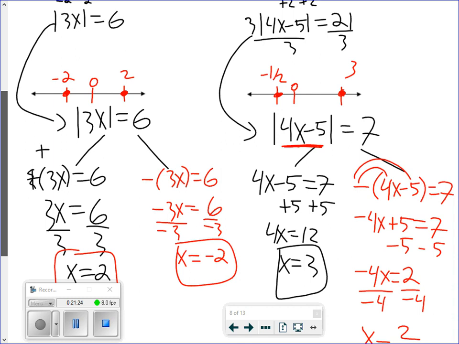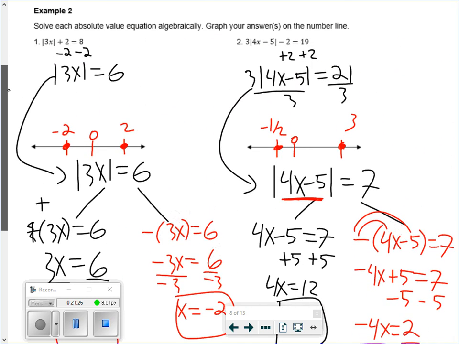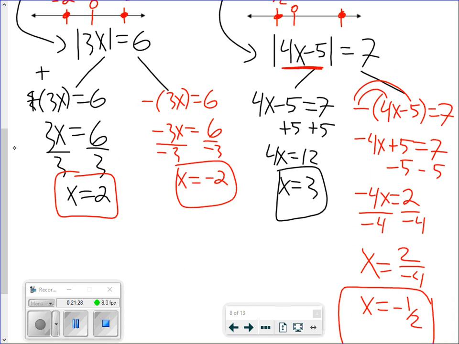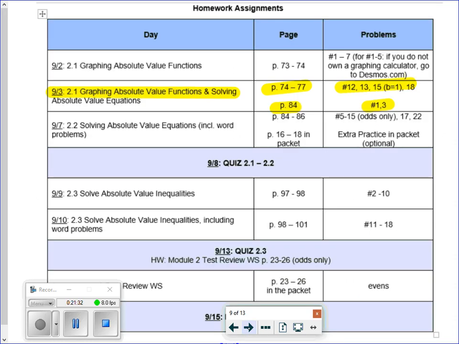All right. Anyway, guys, this is the full video. That's all the notes we wanted to go over for the day. The next slide is just the homework assignments you have. Page 74 to 77, do numbers 12, 13, 15 when B is 1, and 18. And on page 84, do numbers 1 and 3.